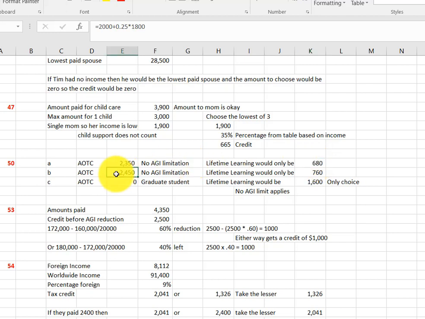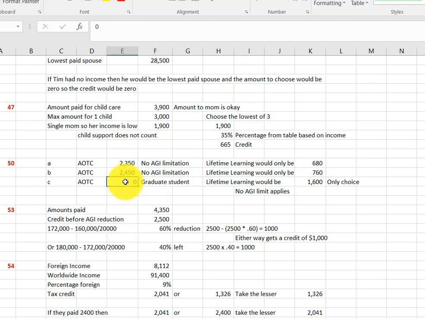For the second scenario, it's $2,000 plus 25% of the next $1,800. Again, we're not over the AGI, so we don't have to make a limitation on that. Lifetime Learning would only be $760, or 20% of the $3,800. In both cases, you obviously want to take the AOTC. You can't do both. That's the rule.